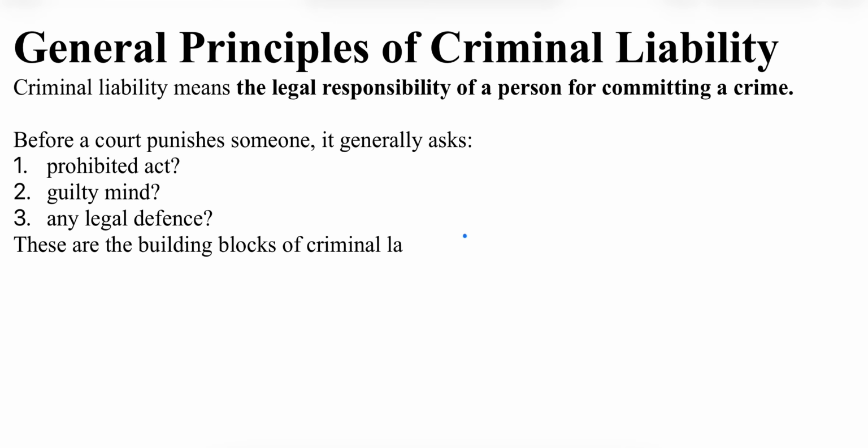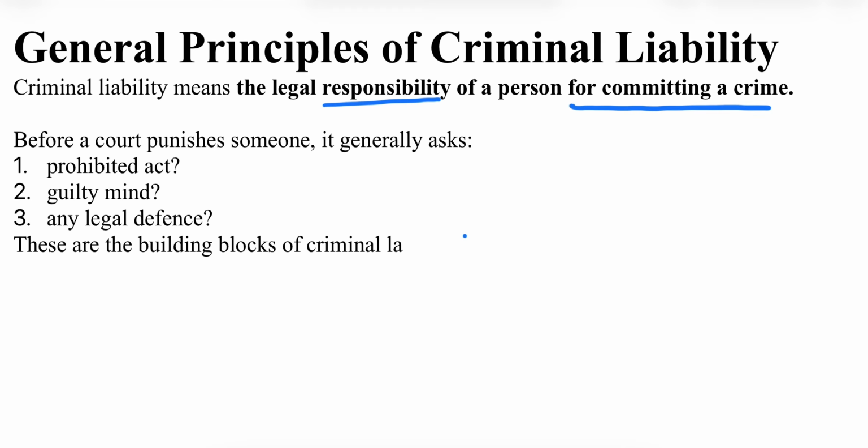Now, coming to today's topic, general principles of criminal liability. Firstly, before understanding the general principles of criminal liability, you must understand what criminal liability is. Criminal liability means a legal responsibility of a person for committing a crime. If a person commits a crime, then it becomes a criminal liability upon that person. So, criminal liability means a legal responsibility for committing a crime. That's it. Now, I would like to ask a question.